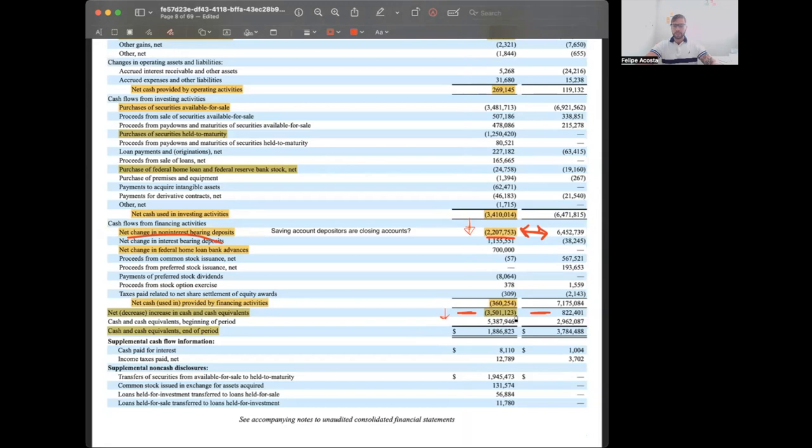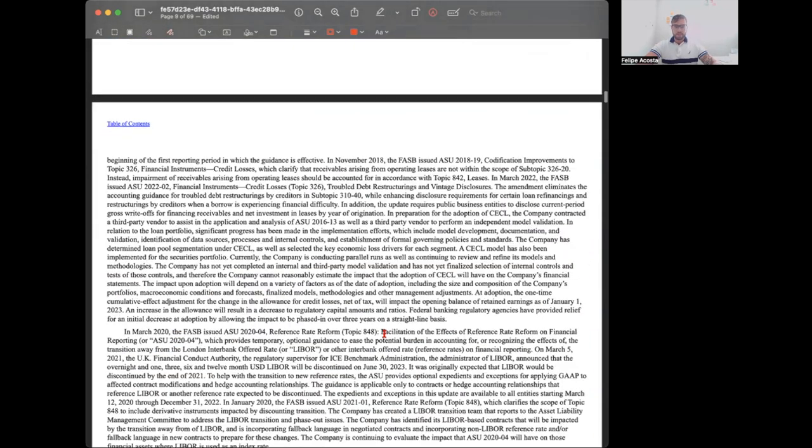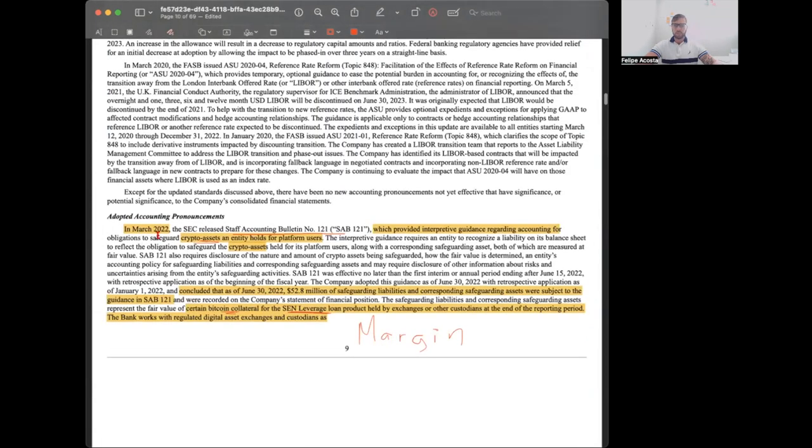Actually, they've lost a lot of money recently. And here is kind of what, yeah. So in March 2022, which provided interpretive guidance regarding accounting for obligations to safeguard crypto assets an entity holds for platform users. As of January 1st, 2022, and concluded that as of June 30, 2022, $52 million of safeguarding liabilities and corresponding safeguarding assets were subject to guidance. Certain Bitcoin collateral for the SEN leverage loan product held by exchanges or other custodians at the end of the reporting period. The bank works with regulated digital asset exchange custodians.